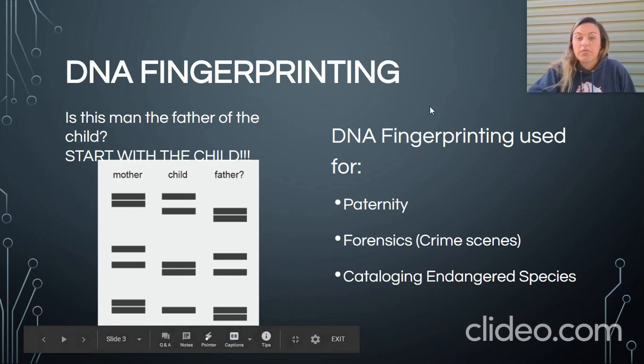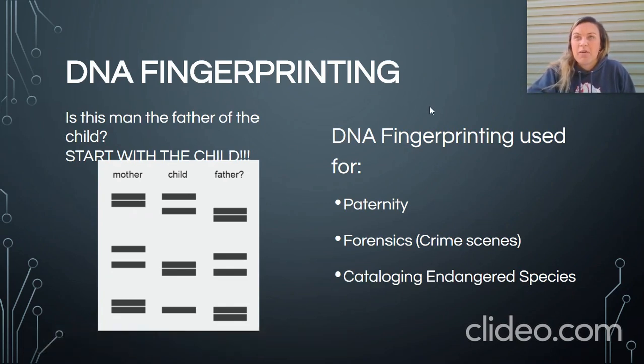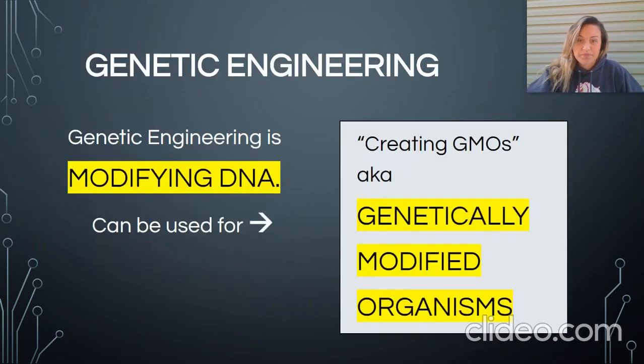And this DNA fingerprinting, basically, if you ever watch what I refer to as trash TV or that Maury show, and they say, you are not the father, it's because they've gone through and done this DNA testing, and it can help to determine paternity. It can help to aid with forensic science, so when we're looking at crime scenes and blood that's left behind by either a victim or the perpetrator themselves. And it's used for cataloging endangered species as well.